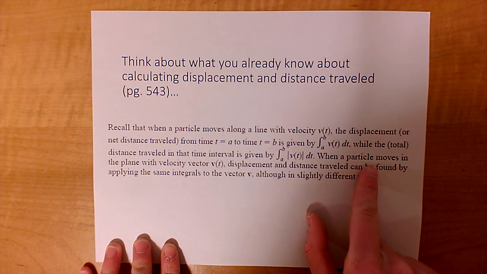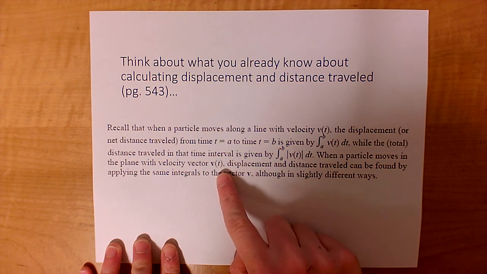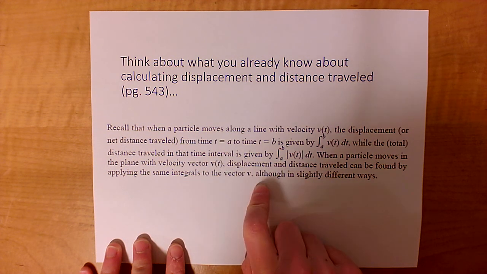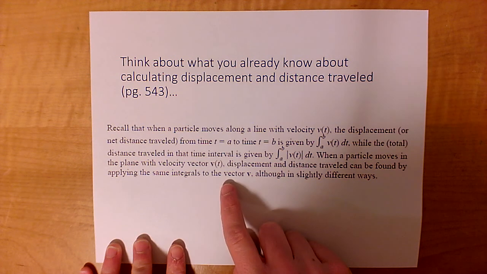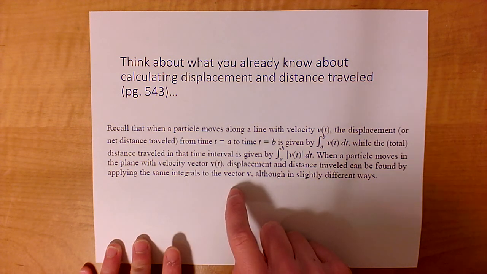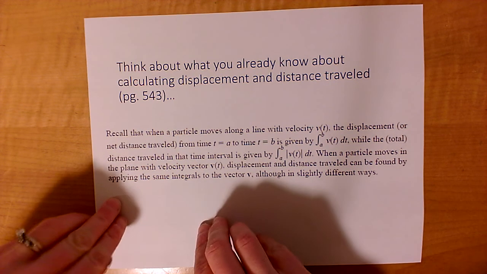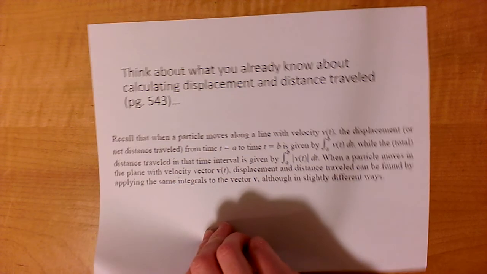When you have a particle that moves in the plane with your velocity vector, the displacement and the distance traveled, you can find that by applying those same integrals to the vector v, but just a little differently. So we can still do this with vectors and we can still use integrals. We just have a few small things to go over.